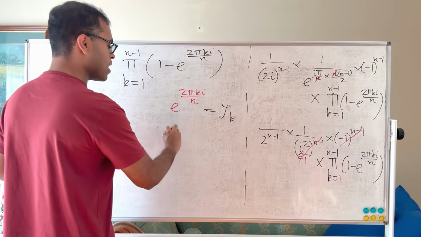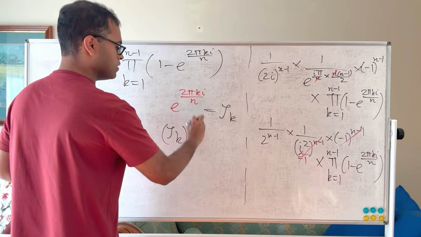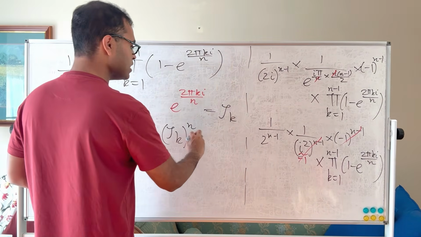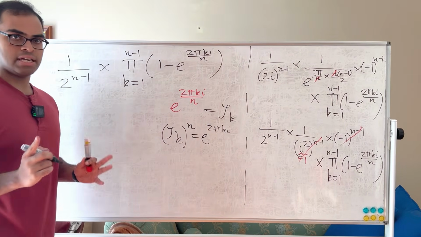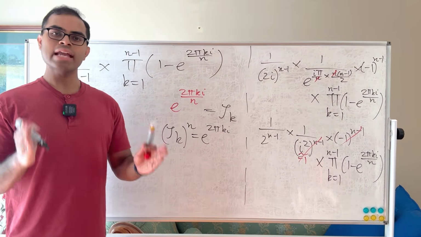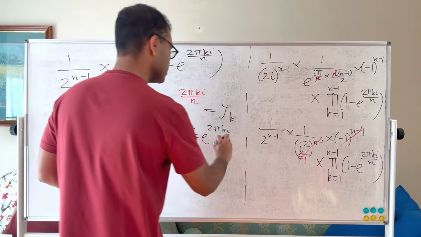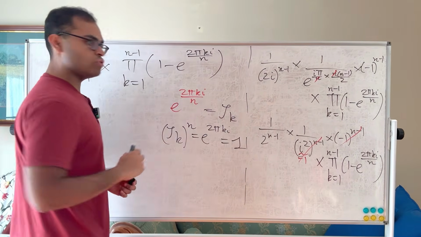What happens is, if you power zeta k by n, you're basically going to get e power 2 pi k i. Because k is an integer here, that is just going to equal 1. So these are nth roots of unity.